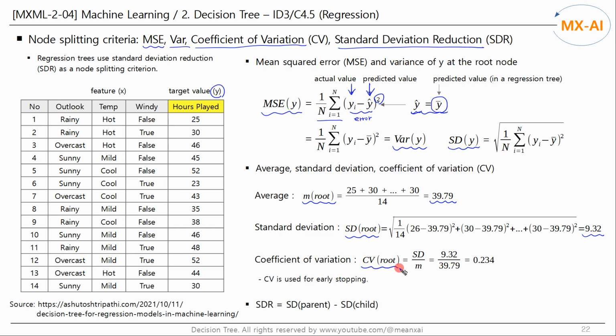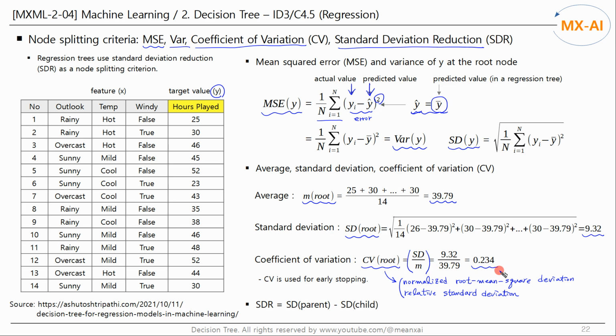Next, let's calculate the coefficient of variation, CV. In probability theory and statistics, the coefficient of variation, also known as normalized root mean square deviation and relative standard deviation, is a standardized measure of dispersion of a probability distribution. The coefficient of variation is defined as the standard deviation divided by the mean. In this example, the CV value at the root node is 0.234.